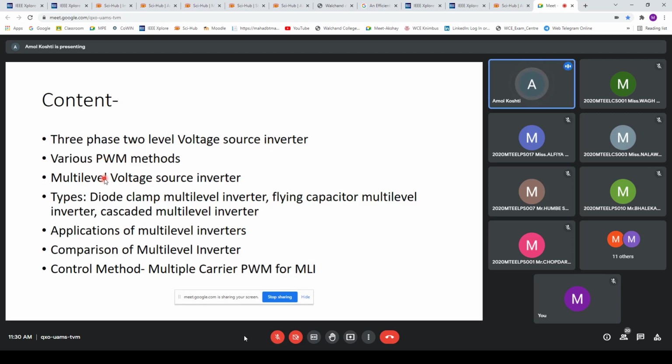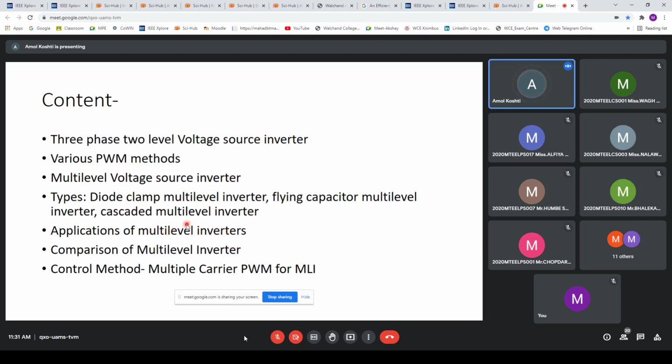Based on the construction of the multi-level inverter, there are three types: diode clamped, flying capacitor, and cascaded multi-level inverter. We'll study the topology, the circuit diagram, and their waveforms. We'll understand how to produce the multi-level output. Then the applications of the multi-level inverter, where these multi-level inverters are used. Right now, there are various applications in industry, in high voltage, high current applications, and in grid connected systems.